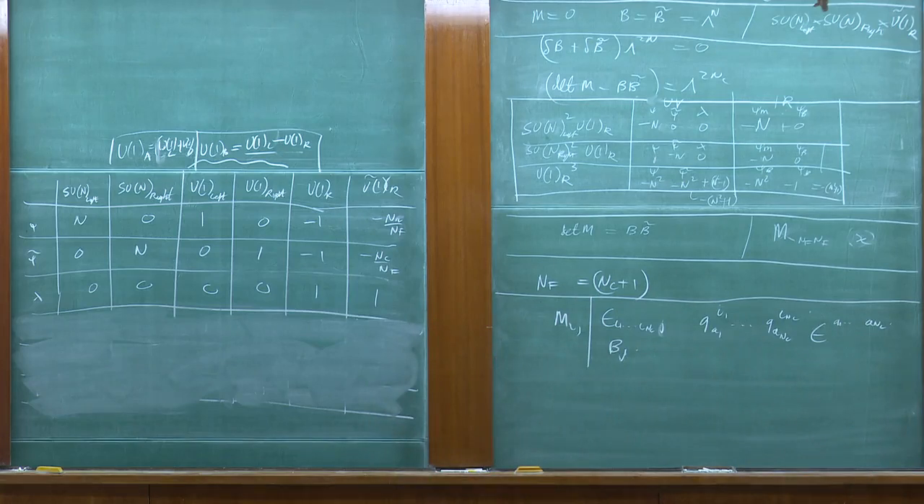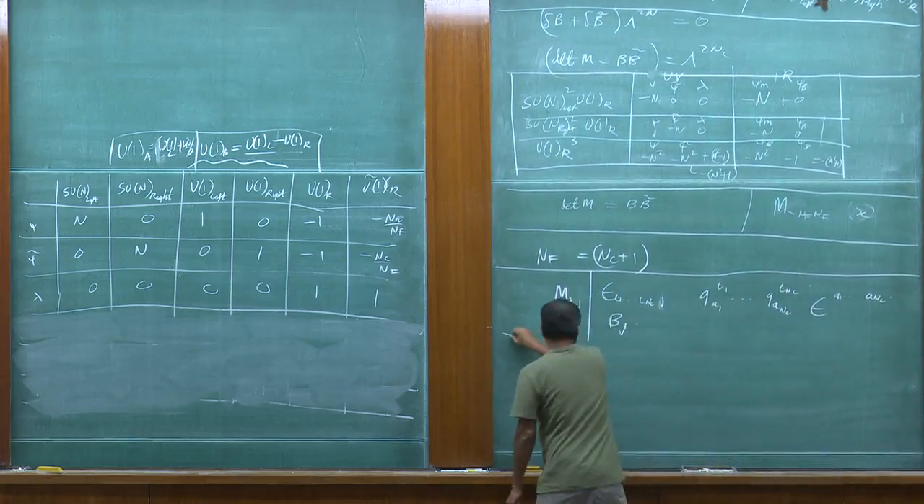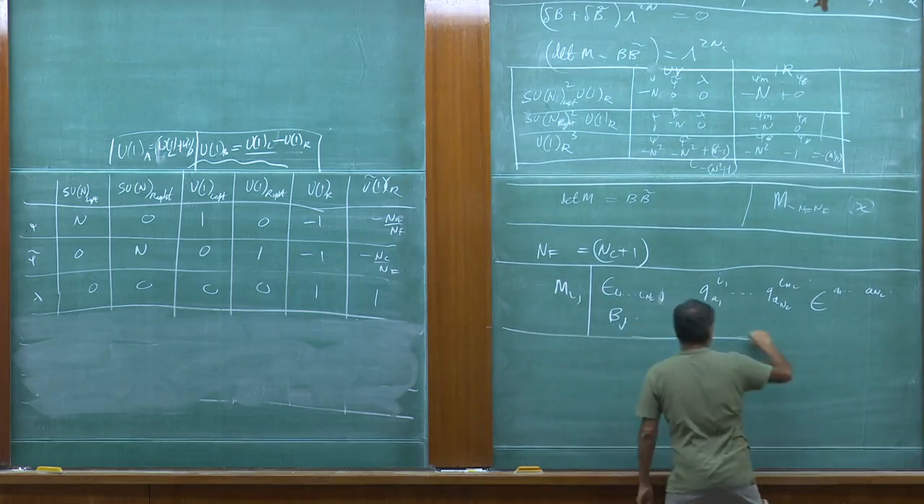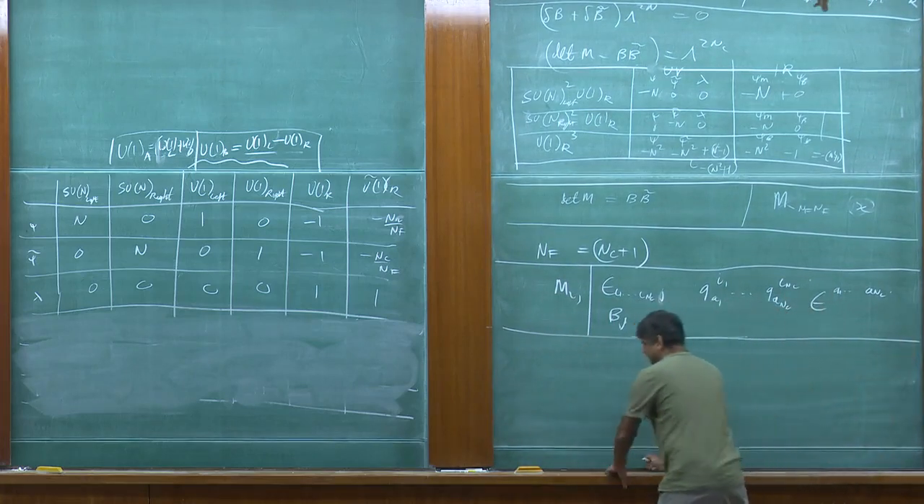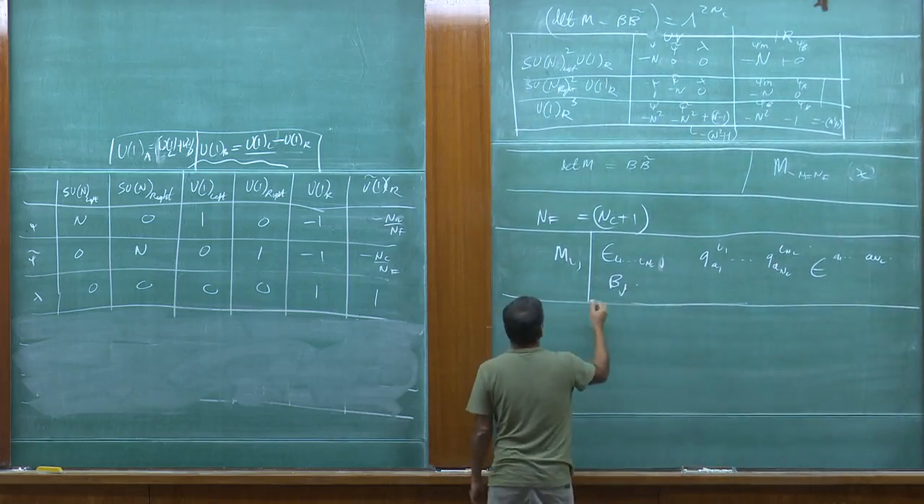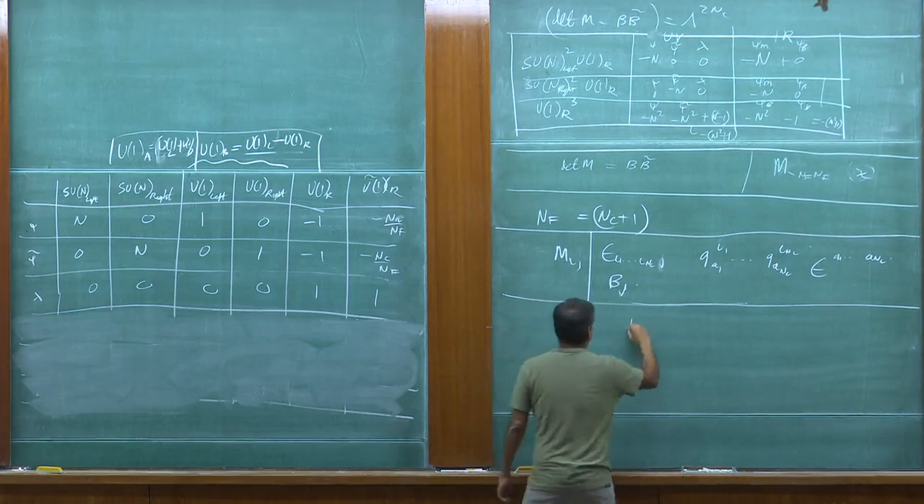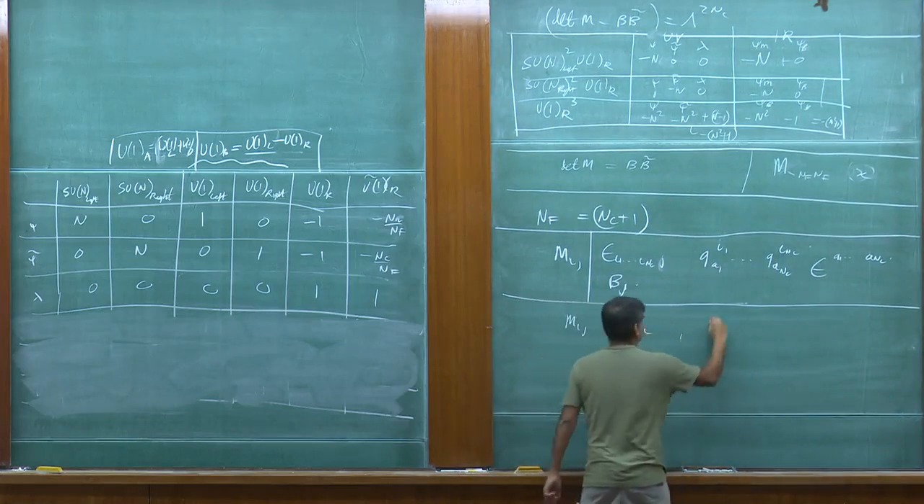Unlike in the case N_F equals N_C, where we had one baryon field, here we have N_C plus 1, which is N_F baryon fields. Right? We have to make a choice of which quark not to put in, which flavor not to put into the contraction. Okay? So our gauge invariant fields are M^i_j, B_i, and B tilde^j.